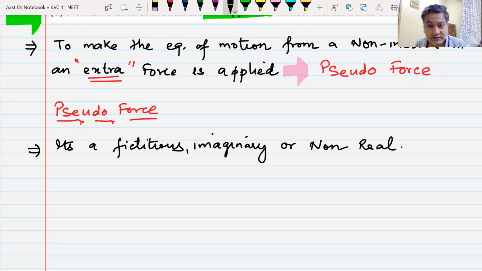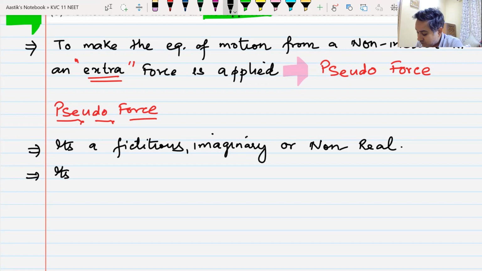It's like a writer. I'm a writer and I start writing a story, Star Wars, Avatar 2, Avatar 1. All these are fictitious stories, imaginary stories, stories that exist in our head. Similarly, pseudo force is a fictitious or imaginary or non-real force.